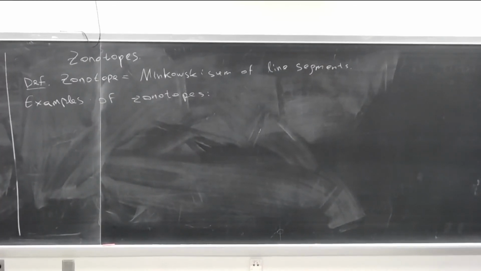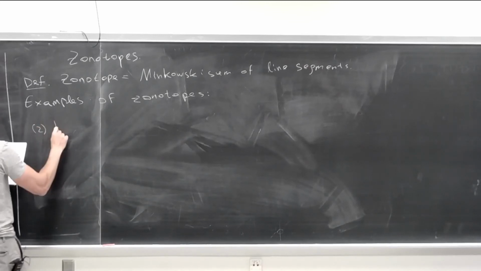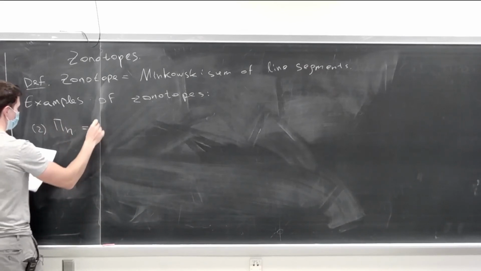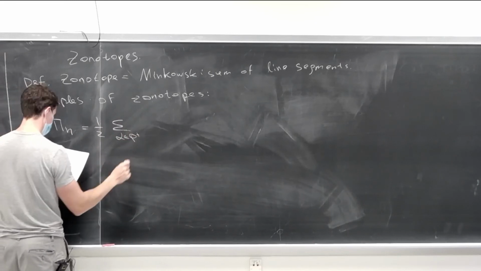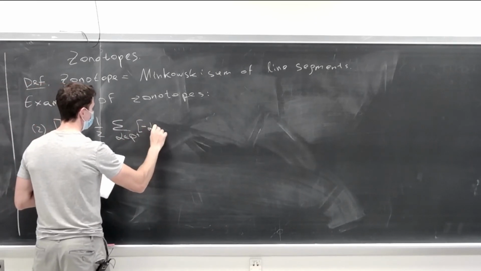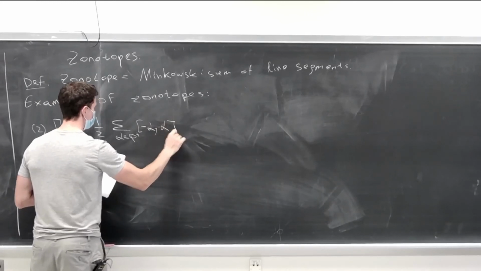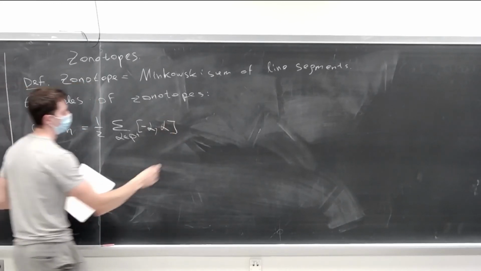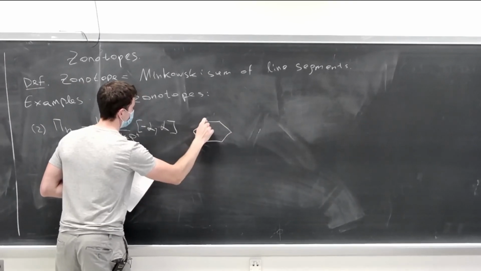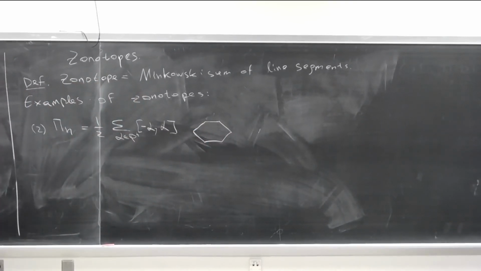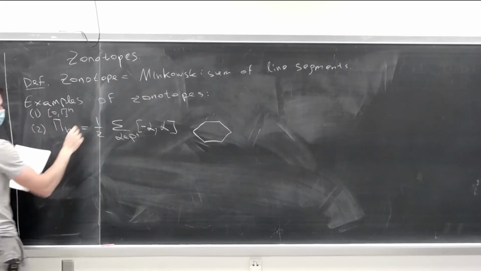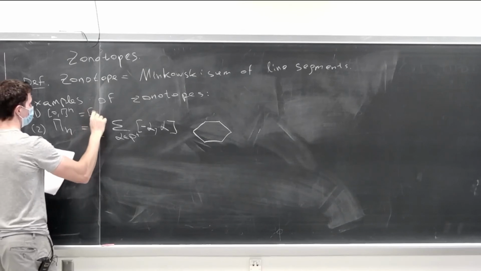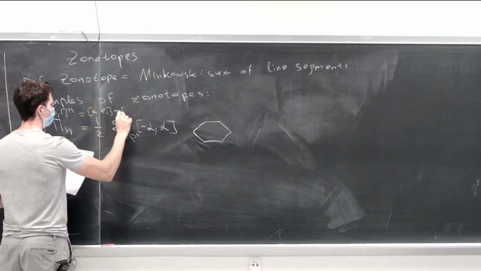Anybody? Yeah? The permutahedron, nice. So that's example number 2. The permutahedron, which, as you remember, is 1/2 the sum over all positive roots of type A_{n-1} of the line segment from negative alpha to alpha. Cubes, nice. That's example number 1. [0,1] to the n is the sum of all line segments from 0 to a basis vector.